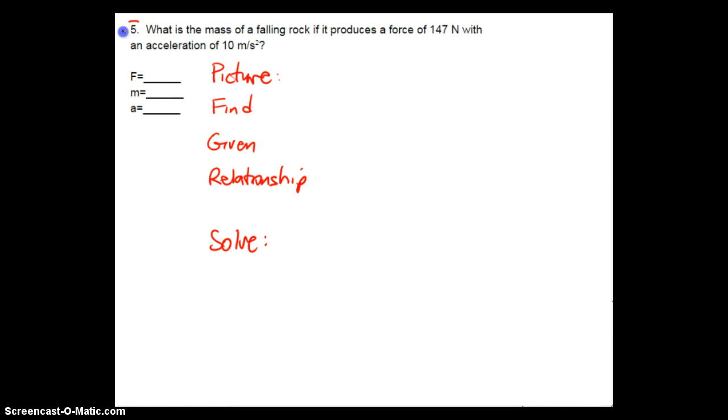Next, we'll look at number 5. This one's looking for mass, and we can see the problem. What is the mass of a falling rock if it produces a force of 147 newtons with an acceleration of 10 meters per second squared? And let's see, we'll have maybe our rock here, it's falling. Here's me, ouch. About to hit my head.